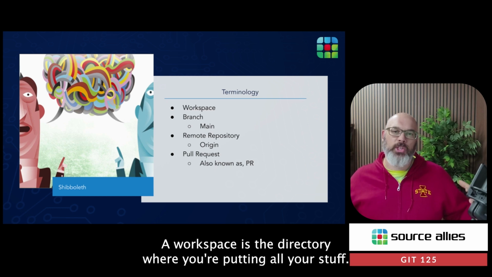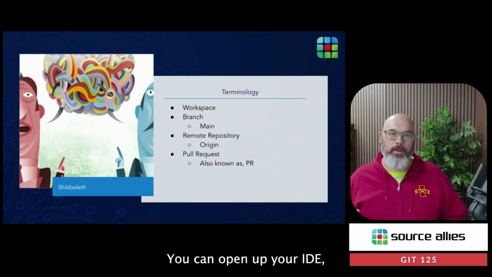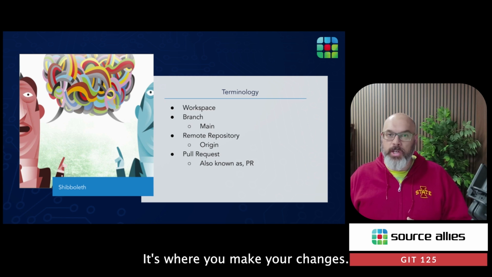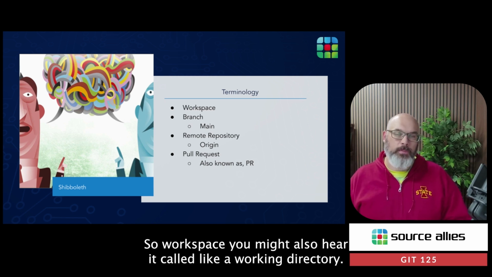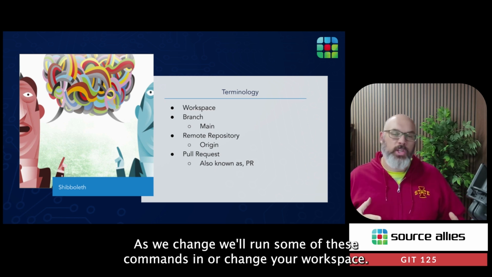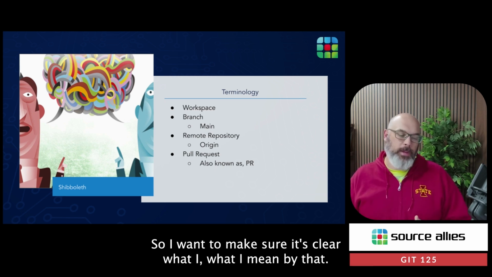A workspace is the directory where you're putting all your stuff. It has all the files from the repository. You can open up your IDE, your integrated development environment, and edit those files. It's where you make your changes. And it's also the directory where you run your Git commands. So, workspace. You might also hear it called a working directory. But we're going to talk about that as we change. We'll run some of these commands and it'll change your workspace. So I want to make sure it's clear what I mean by that.